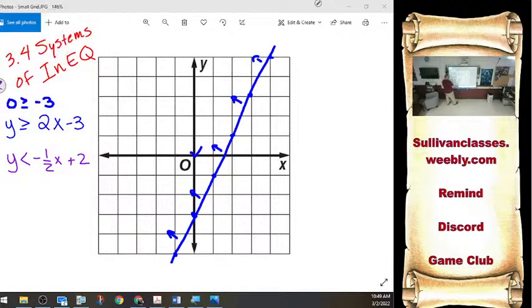On the other one, I'm going to start at 2. Have a slope of -1/2, so down 1, right 2, down 1, right 2, or up 1, left 2, up 1, left 2.